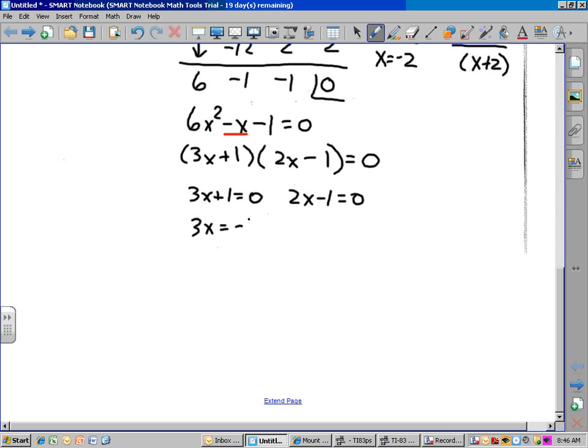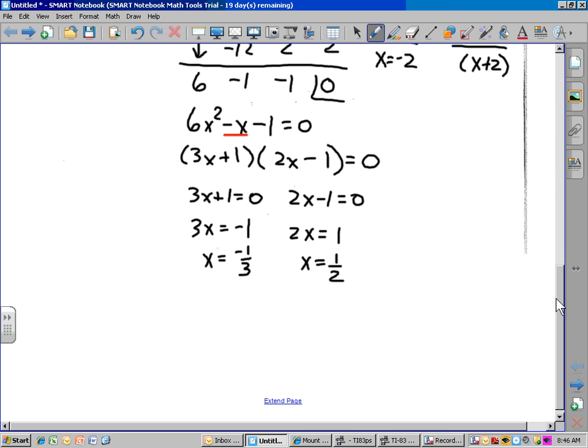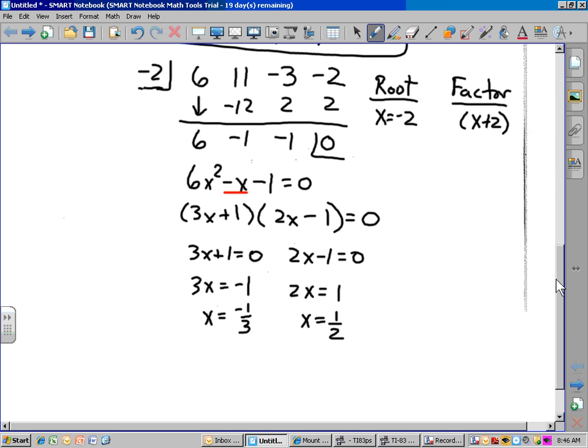So 3x equals -1, x equals -1/3. 2x equals 1, x equals 1/2. So those are our other two roots: x equals -1/3 and x equals positive 1/2. The factors that gave us those are right here: 3x plus 1 and 2x minus 1.